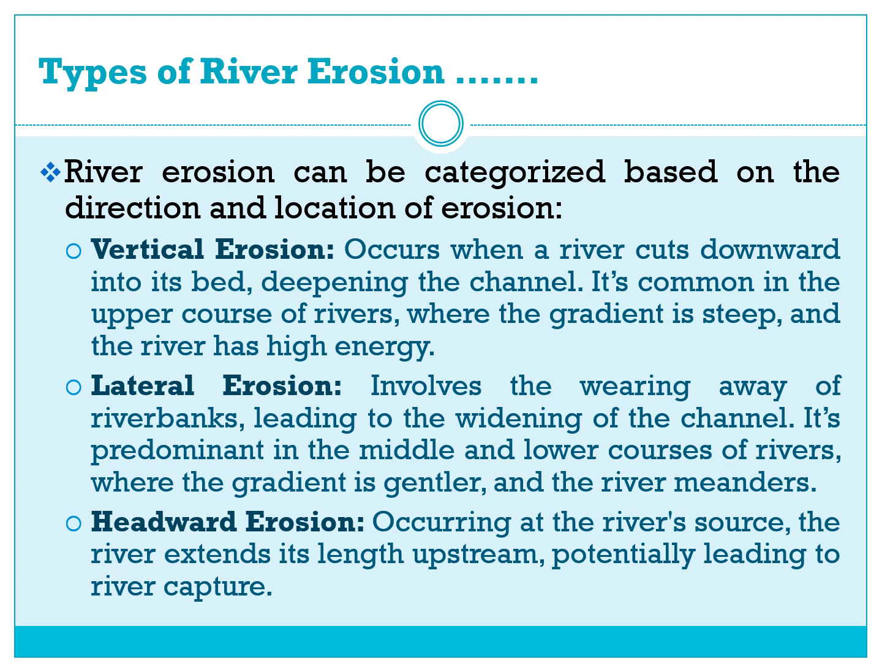Headward erosion, occurring at the river source, extends the river's length upstream, potentially leading to river capture. This type of erosion can eventually lead to the river capturing the drainage of another river, a process known as river capture.